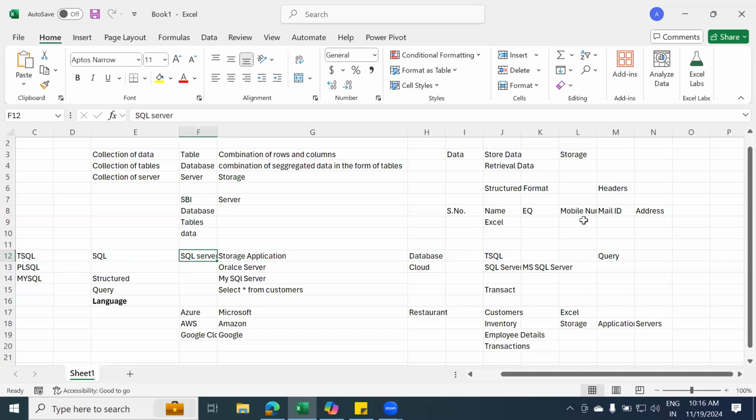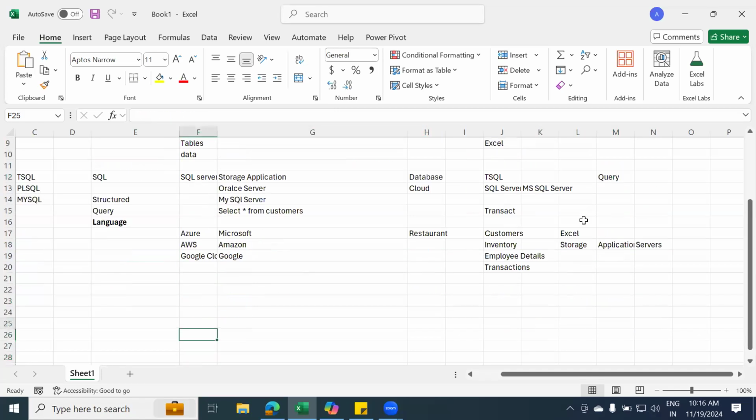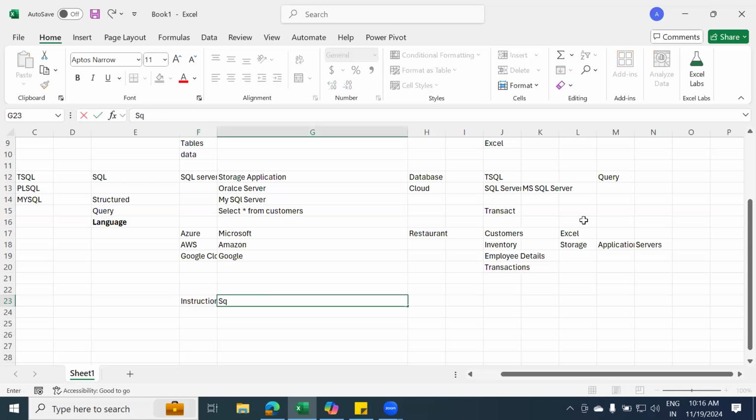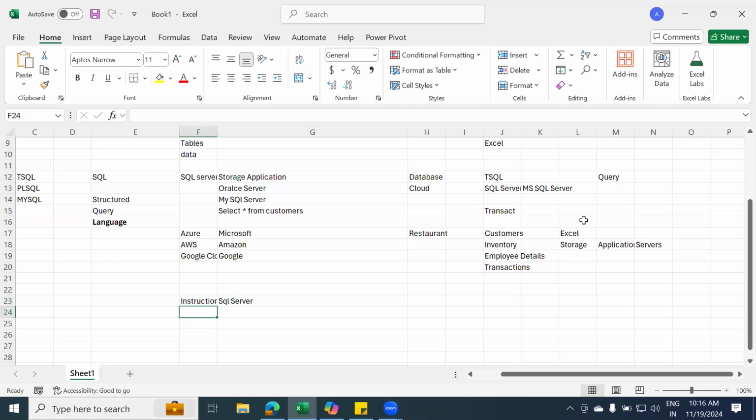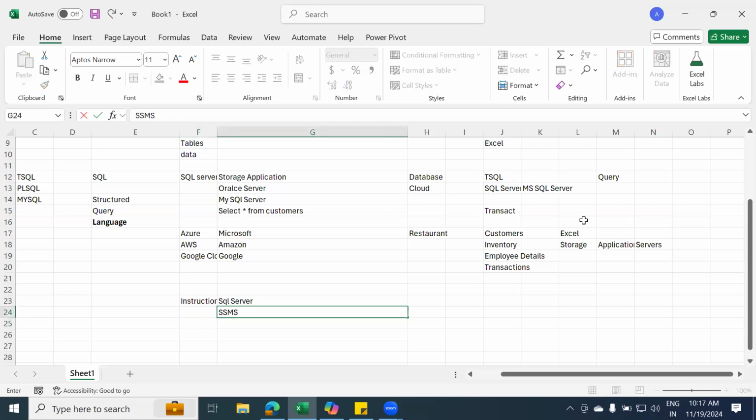Now let's come here. I'm going to share a couple of files, guys. First file, I'll share an instructions file related to two things. One is, first you need to install SQL Server on your laptop or desktop. Second thing, you need to install SSMS.